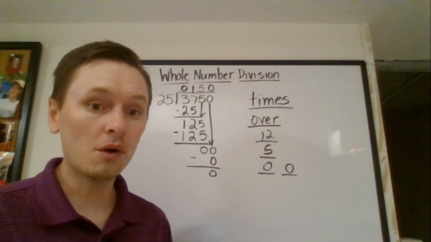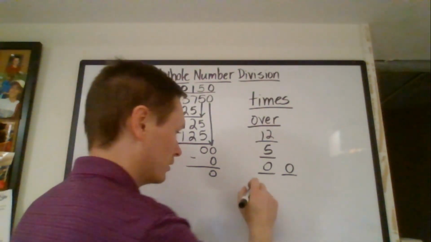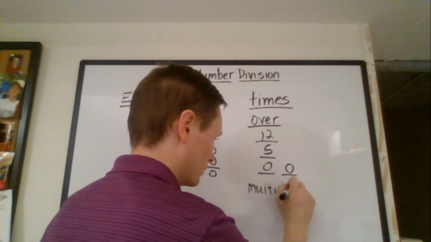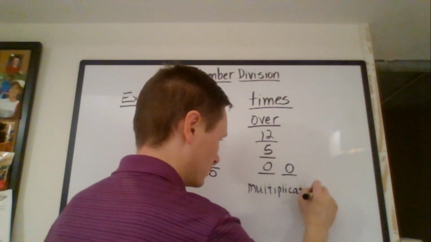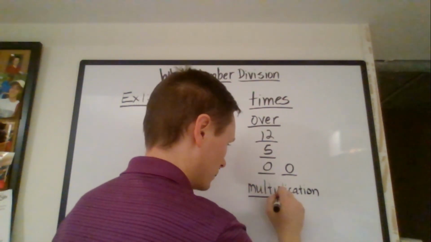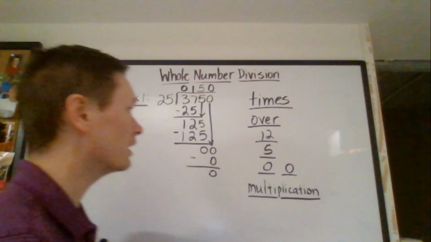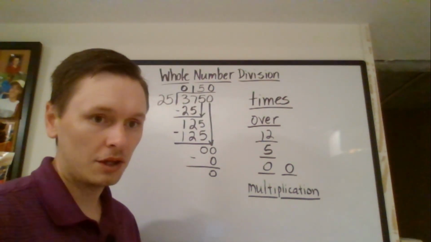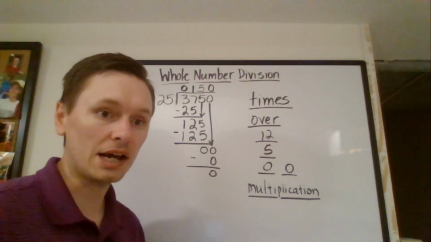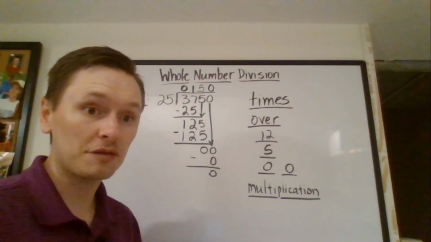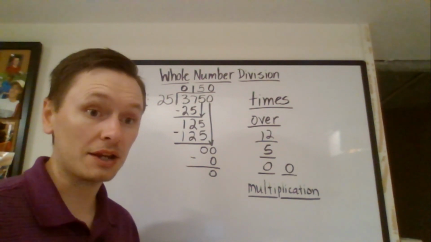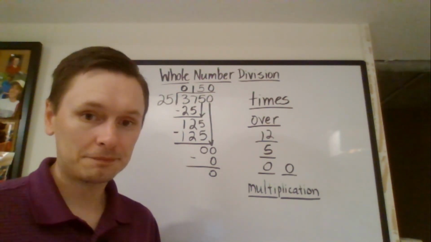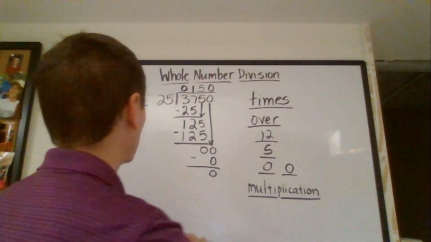Now, you should always check your answer with multiplication. Always, because this is a good way to check if you did your division correctly. So off to the side on your notes, you see I did multiply 150 times 25, and I got 3,750, so it checks. Okay, let's look at example number 2.